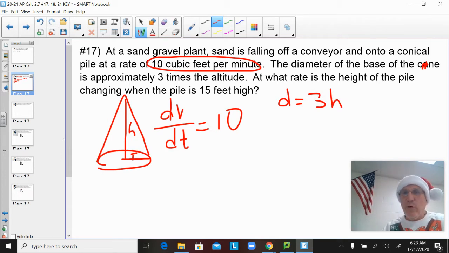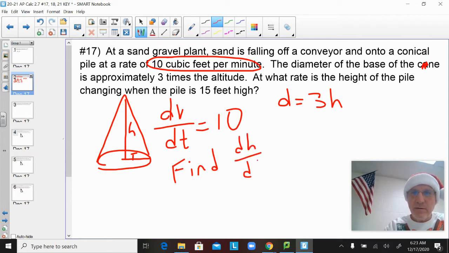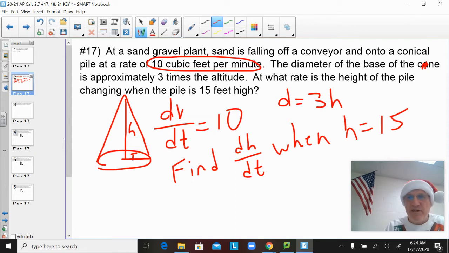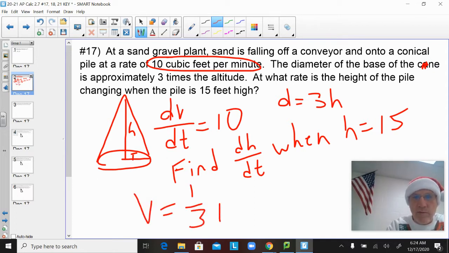And then it says, at what rate is the height of the pile changing? So it's saying find how fast the height is changing. That's dh/dt. And it's to find it when the pile is 15 feet high. So when h equals 15. So there is our information, and the problem in the book, I believe, did give you the formula for the volume of a cone. Probably worth knowing. The volume is 1/3 pi r squared h.